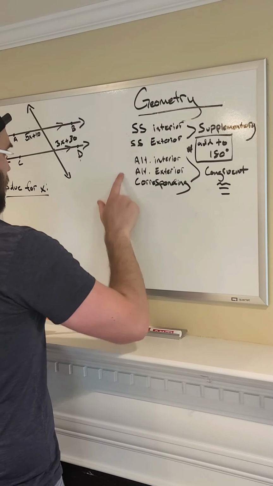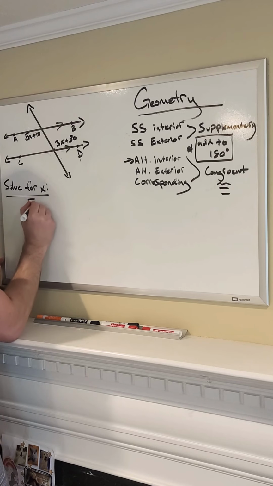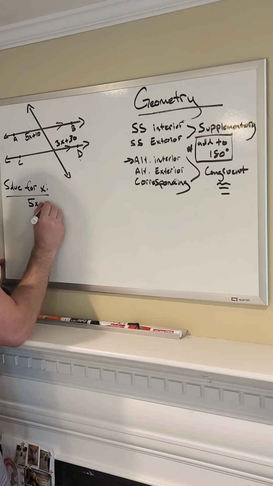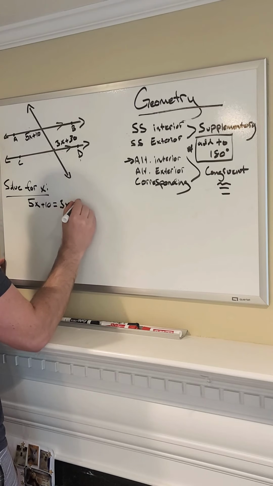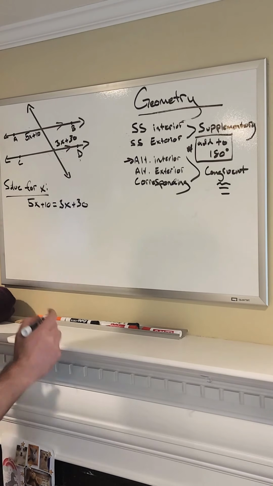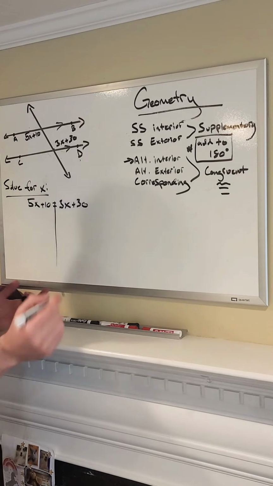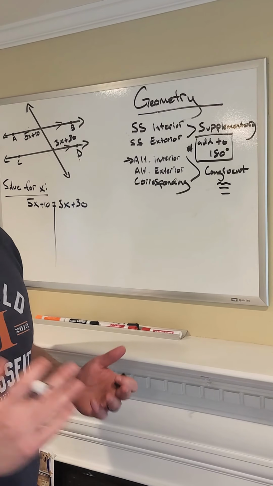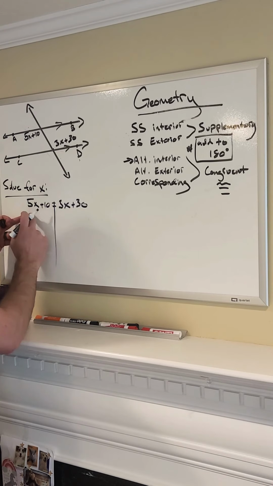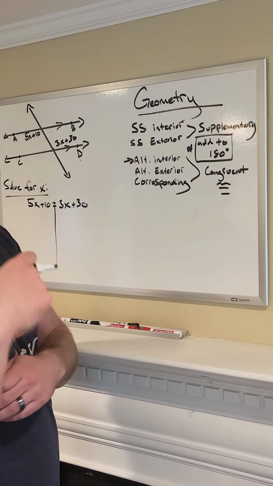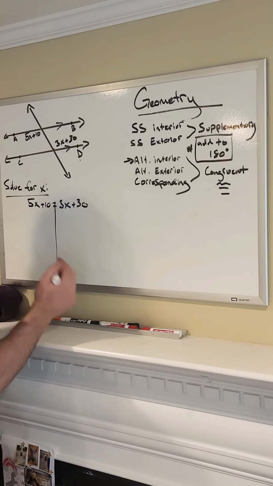So let's just set it up with an equal sign in between those two expressions. 5x plus 10 is equal to 3x plus 30. And go. This is awesome because now I just have an algebraic equation. I know you all know how to solve algebraic equations. I want to get my x's to one side and my constants to the other side.